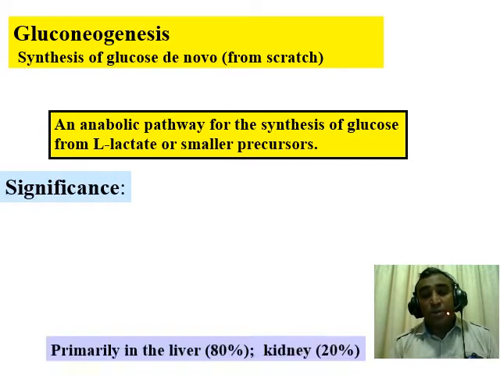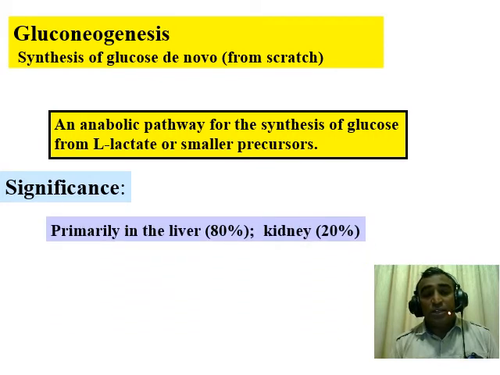In terms of its importance, it is primarily in the liver, 80%, and kidney. You have to understand that in the liver you also have the glycolytic pathway. However, it is regulated in order to have only one pathway happening at a time. But in the muscle cell, for instance, there is no gluconeogenesis. Therefore, it is compartmentalized, so it's safer that way.